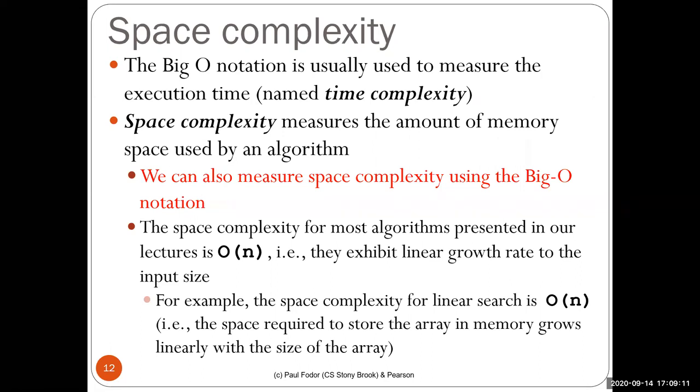So for that, you would have a space complexity that is quadratic. For 2 input arrays of size n, you would need O of n square for the space. So space complexity can also be measured in terms of the big O notation. In general, the space complexity for the algorithms that we're going to talk about is linear, O of n.